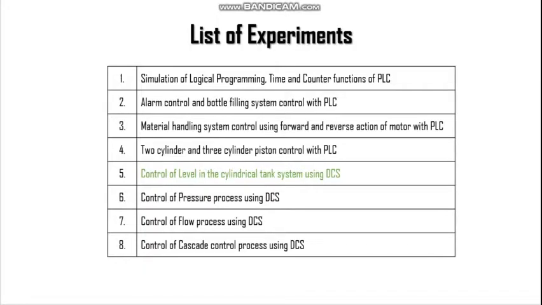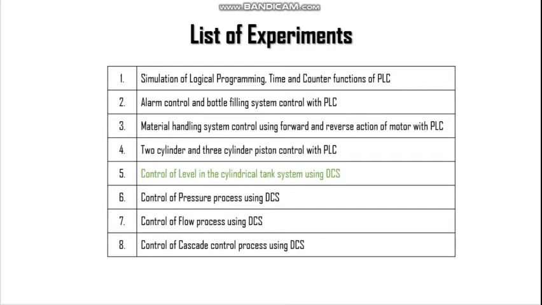Today we will get into the experiments related to distributed control system. We have four experiments that are going to be dealt with DCS. Among the four, the first one is control of level in the cylindrical tank system using DCS. The second one is control of pressure process using DCS. The third one is control of flow process using DCS, and the fourth one is control of cascade process using DCS.